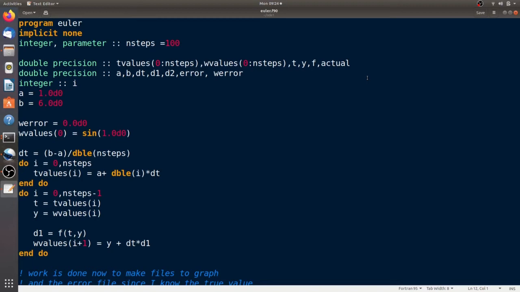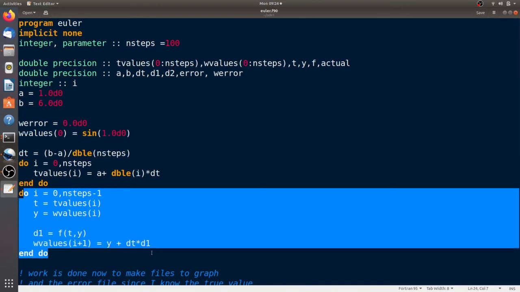I have to set my initial condition. w values 0 is the y at the beginning of my time interval, so that'll be sine of 1. dt is b minus a divided by how many steps I'm going to do. I'm going to have a loop index that goes from 0 to nsteps, and I'll just go ahead and calculate all of the t values that I have so that I can just refer to them. The actual work in the code here is done there.